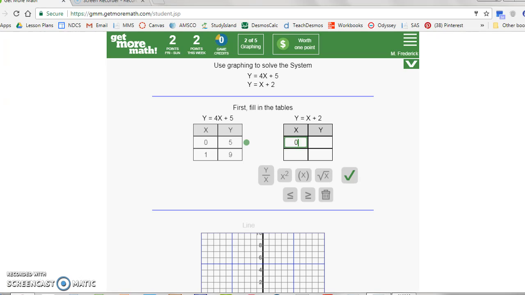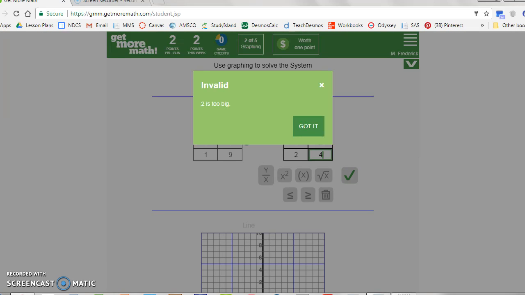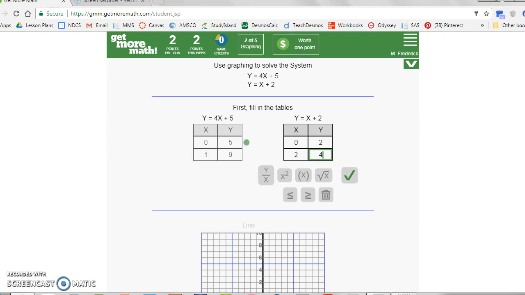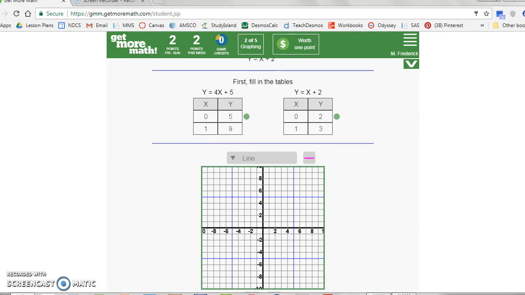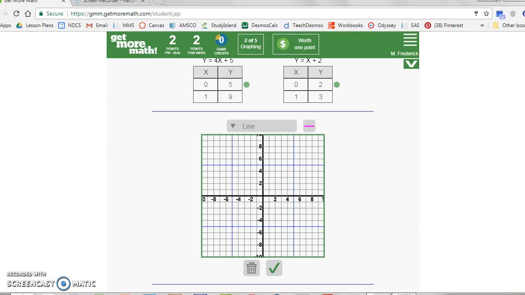Again, we will choose x equals 0, forcing our y value to be 2, and then we can choose something like x equals 2, and our y value will then be 4. Here it's saying 2 is too big to use, so we'll switch to 1 and make that 3. And Get More Math seems to like that point better.